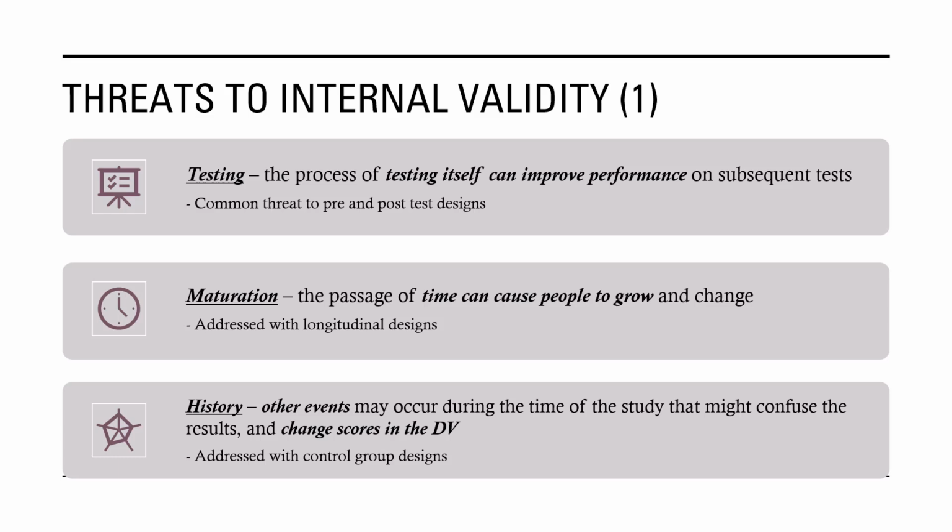Okay. One of these threats to internal validity we've already talked about. It's known as testing. This is when the process of testing itself can improve performance on post-tests. This is a very common threat when we use pre- and post-test design research, such as what was found in the classic experimental design research study. A second major type of threat to internal validity is known as maturation. Maturation is the passage of time which can cause people to grow and change.